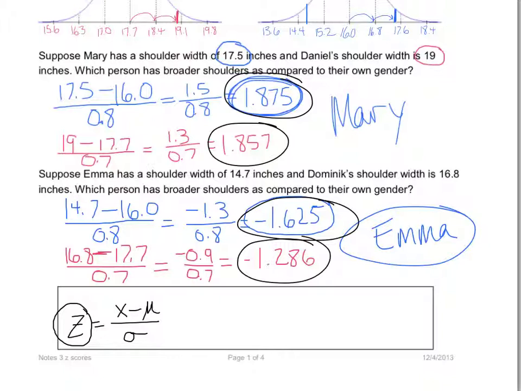So to find that z-score, what we do is we take the raw score, this guy right here, and then we subtract the mean, and then we divide by that standard deviation. And what this tells us is the number of standard deviations that we are away from the mean.